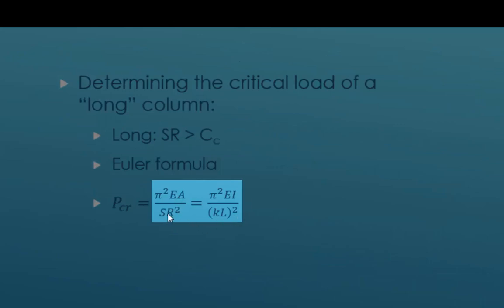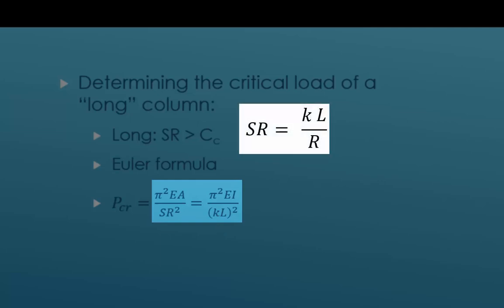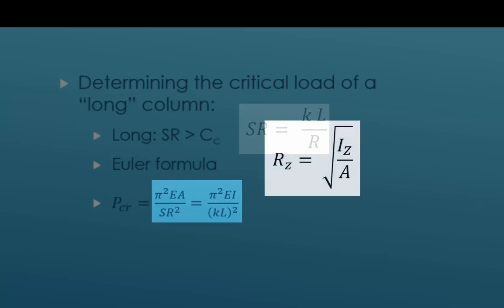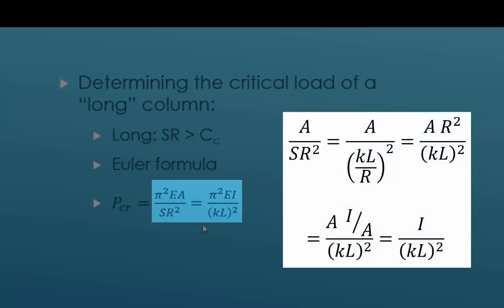That's because if you do this SR, which is KL over the radius of gyration, and the radius of gyration is a square root of I over A, but you have to square it, that means you'll get I over A.